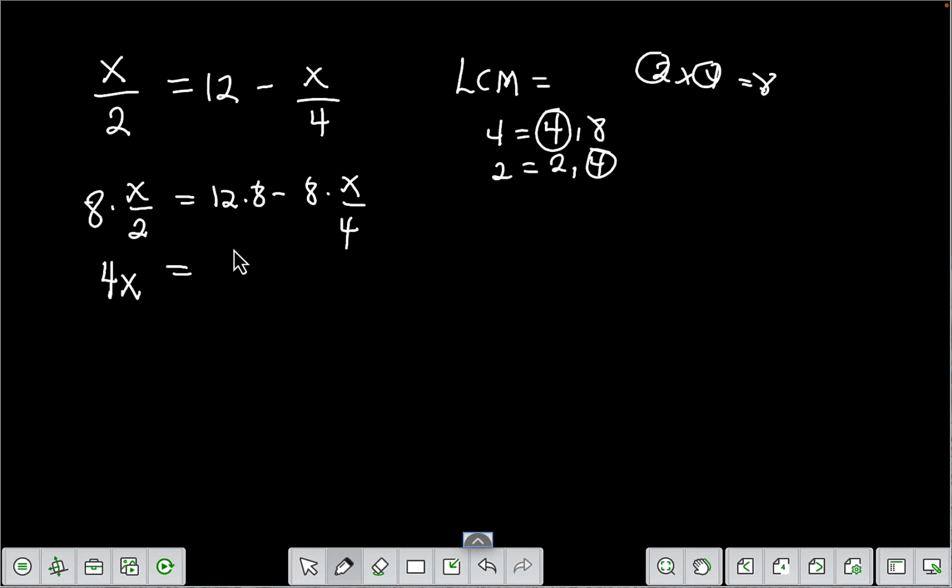12 times 8. 8 times 11 is 88. 8 times 12 is 96. I multiply 4 and 2 to get 8. So if I'm dividing 8 by 4, that should give me 2x, right?